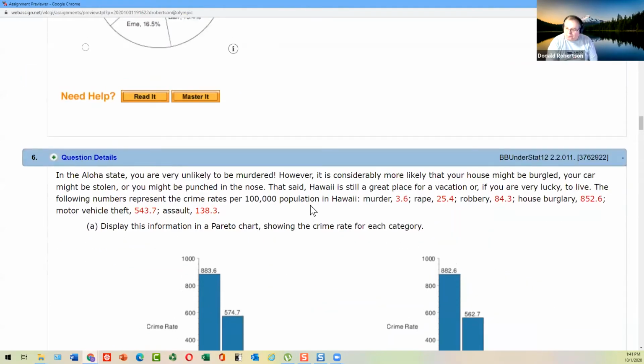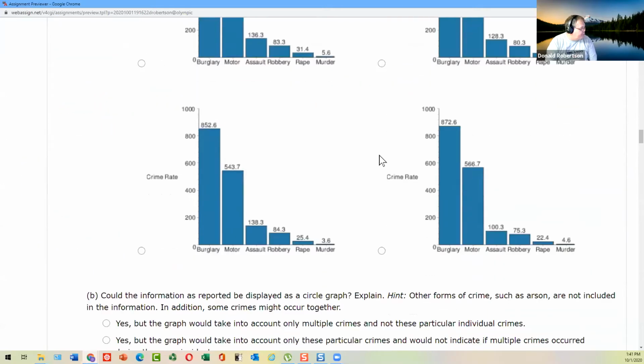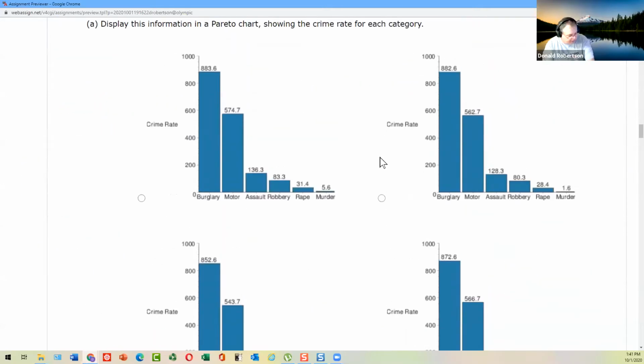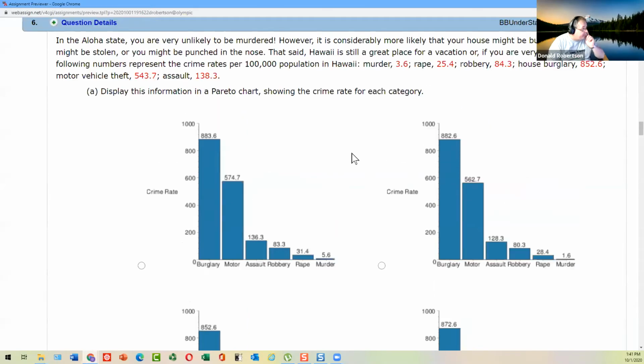Are we cool? Right. Let's look at a couple of Pareto charts, and then we can move on to a totally new type of chart, ones that involve data.